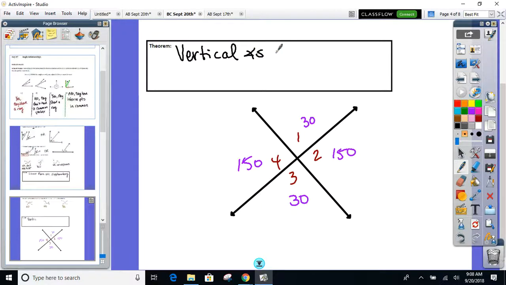Vertical angles are congruent. And you'll start noticing here, I'm going shorthand anytime I can. Okay? Anytime I can go symbols, I'm going symbols. Any questions so far? So we have linear pairs, and then we have vertical angles. Anything from you guys?